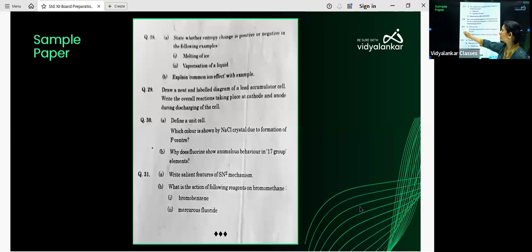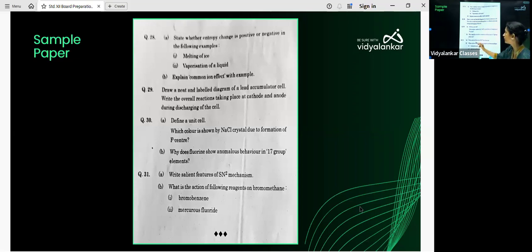Okay. Look at question number 13. A 1 mark definition is asked. Then again a 1 mark question is asked: which color is shown by NaCl crystal due to the formation of F center? And then a 2 mark question is asked: why does fluorine show anomalous behavior? I have earlier explained to you that the anomalous behavior of fluorine is important. So the question is asked for 2 marks over here.